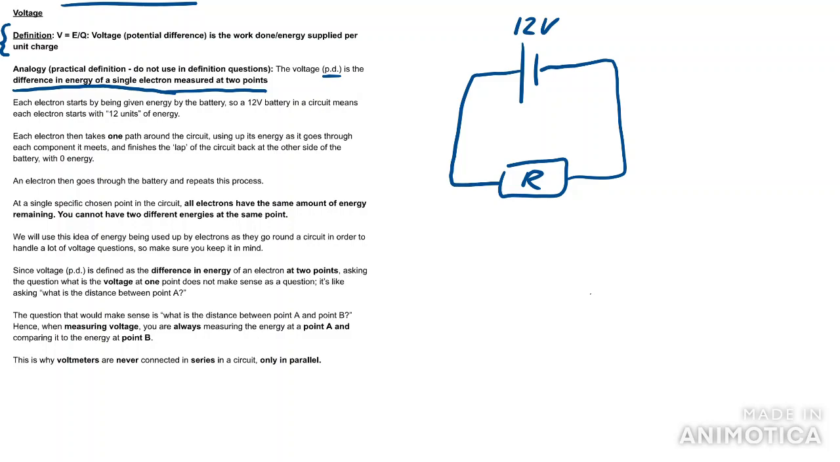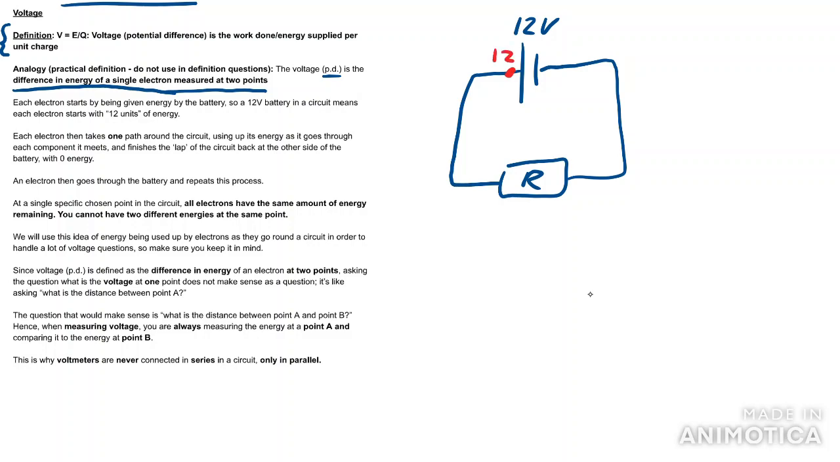and by the way, this section is extremely important, so make sure you understand this part, and it will make a lot of electricity questions very simple and easy to understand. So what does a 12-volt battery do? Well, it effectively forces electrons around the circuit, and when they start, it gives each of them 12 units of energy to spend.